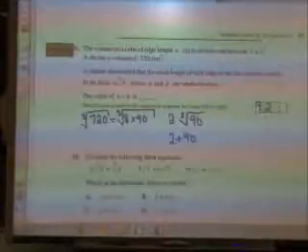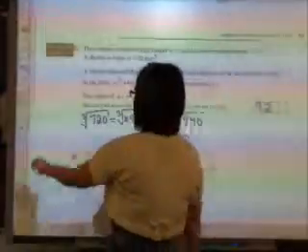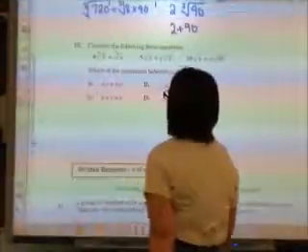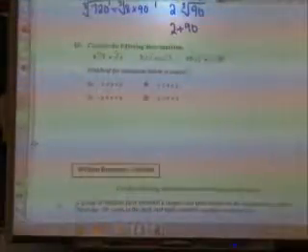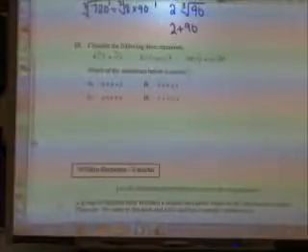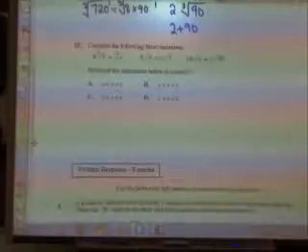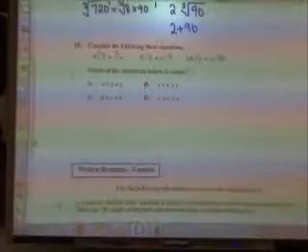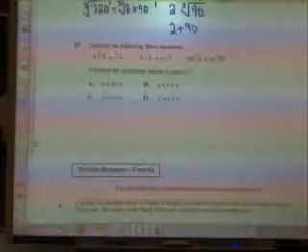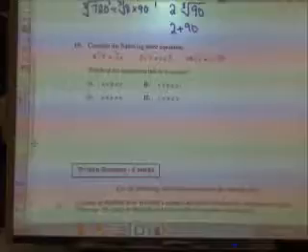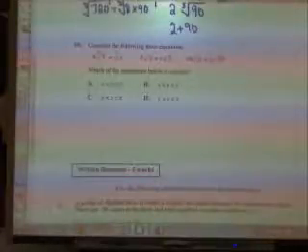And the last question, consider the following 3 equations. 4 times the cubed root of 3 equals 3 root x. 5 root x equals y root 3. 16 root y equals z root 10. Which of the following statements below is correct? So in other words, what's the order of these numbers?